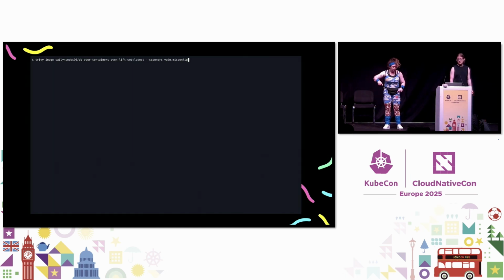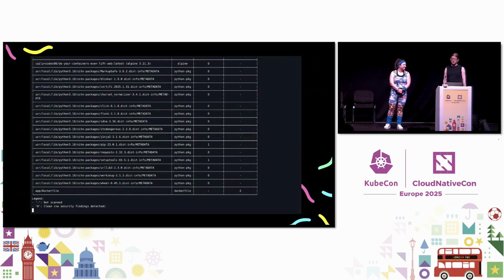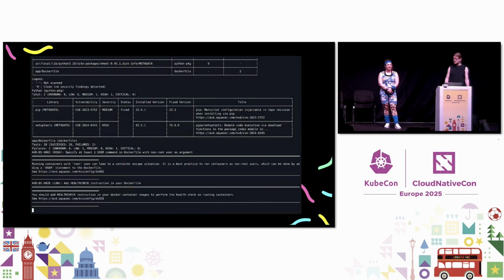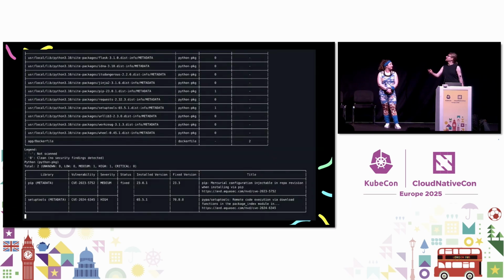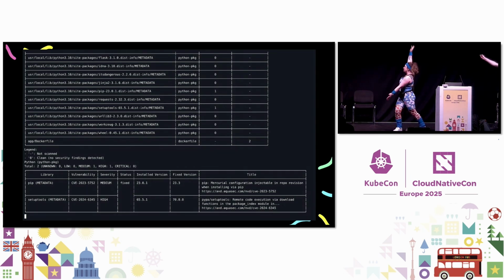So first, we're using a tool called Trivy, which is an open source tool from Aqua Security, and we're using this to scan our images for any known vulnerabilities or misconfigurations. And as we can see here, we have got a couple of vulns that we need to take care of, including a pretty high severity one there that we will come back to in just a minute.